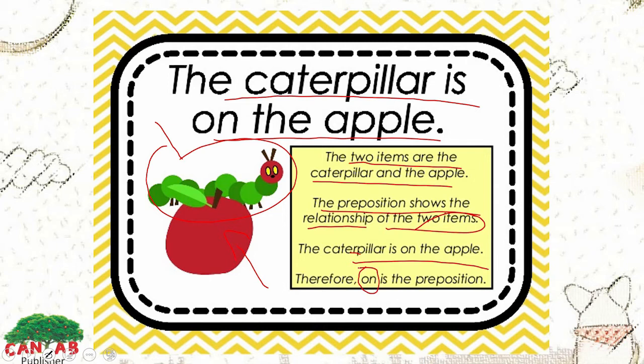Yes, your full sentence is: caterpillar is on the apple. Caterpillar and apple are the nouns, and there is a relationship between them, and it also shows the direction of two nouns. ऑन आपका क्या है? preposition हो गया. ये रिलेशनशिप को शो कर रहा है बिटवीन टू नाउन्स, और डायरेक्शन को भी शो कर रहा है कि कैटरपिलर जो कि नाउन है वो किधर है. It's on the apple. You can see here. So here the on is the preposition.